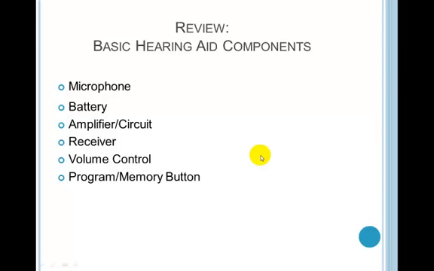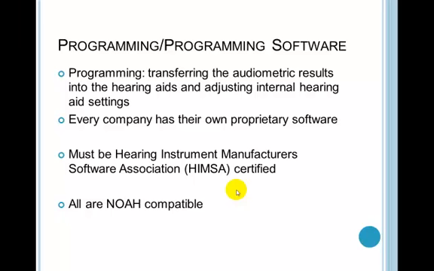And then a review of components, and we've talked about this: the microphone, the battery, the amplifier, the receiver, the volume control, then a program or memory button, and that would be if somebody manually switched it into telephone mode, or manually switched it to a music program, or manually to a comfort and noise program. And there's some other components, but again, not important for this class.